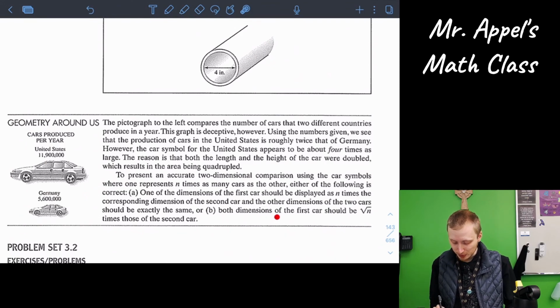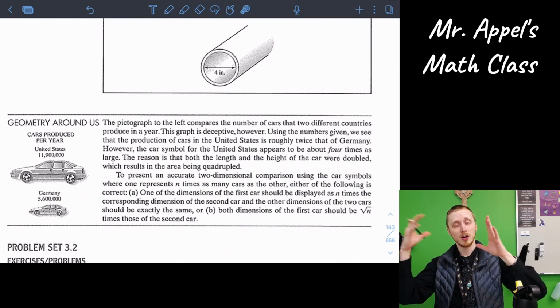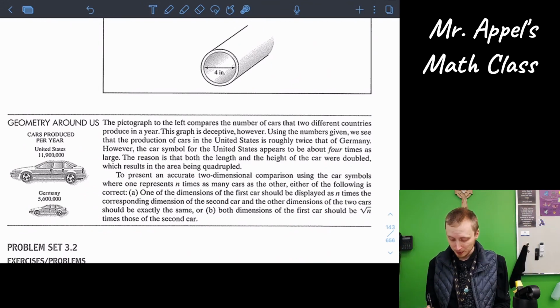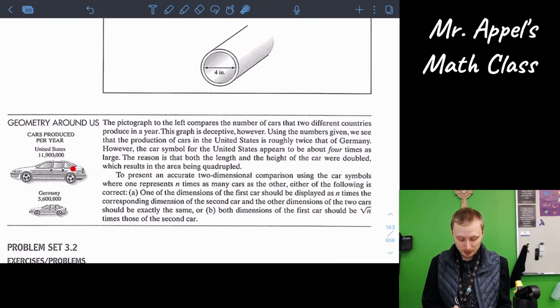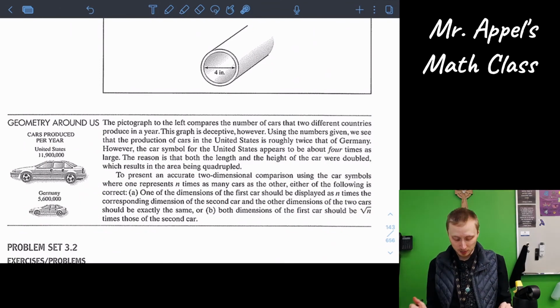Or B, both dimensions of the first car should be square root of n times those of the second car. Because the area gets squared, we take all the dimensions and square root them. So in this case, if we wanted to double it, we would have the square root of 2 times the height and square root of 2 times the length to get your new car dimensions.